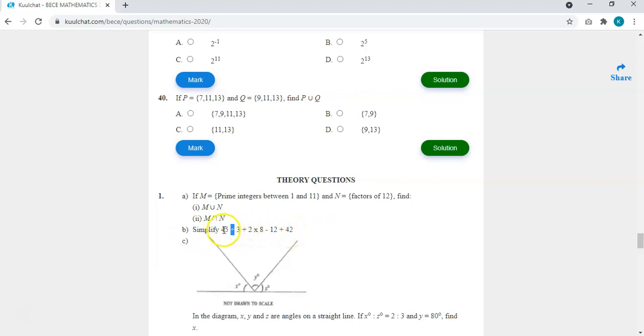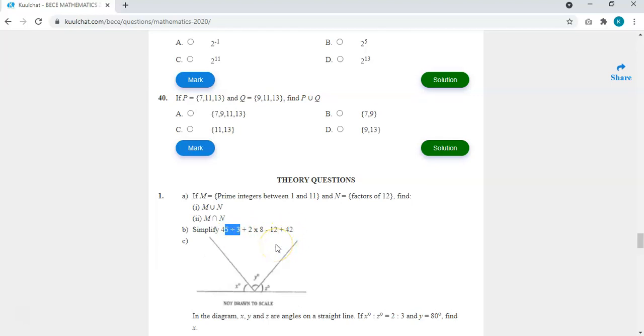Okay, so we have to divide 45 by 3 first. Then we continue with BODMAS to see which one we need to solve next. Okay, so 45 divided by 3 gives us 15. So here we've gotten 15. So you get 15 plus 2 times 8 minus 12 plus 42.